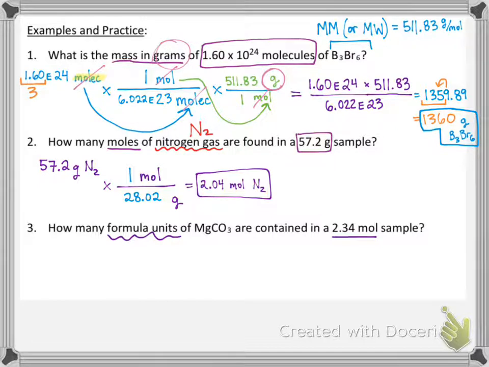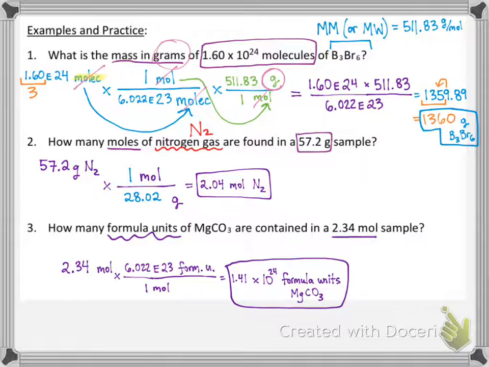So here, one of the things to think in your brain to make it sound less weird is just like, oh, it's like they want to know how many molecules there are. And that just means it's an Avogadro's number conversion. But of course, technically, they are formula units because magnesium carbonate is ionic. In this case, we're multiplying by Avogadro's number because formula units are a tiny particle. You'd expect a large number of them. And indeed, that's what you get: 1.41 times 10 to the 24th formula units.